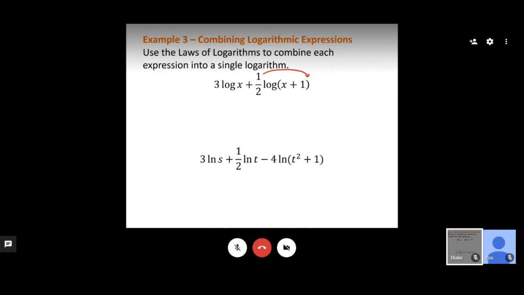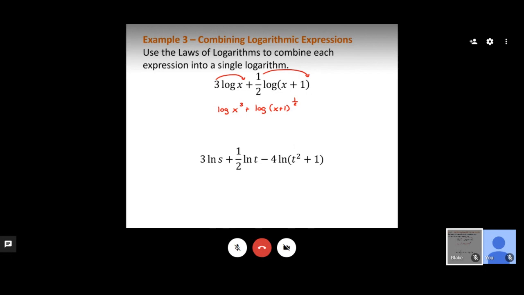Is there any other exponent we can move? The 3 also, right? So this 3 is also going to move into our exponent. So we're going to end up with the log of x to the 3rd plus the log of x plus 1 to the 1/2. So always deal with those exponents first. If you've got coefficients, move those into the exponent before you try any multiplication or division.